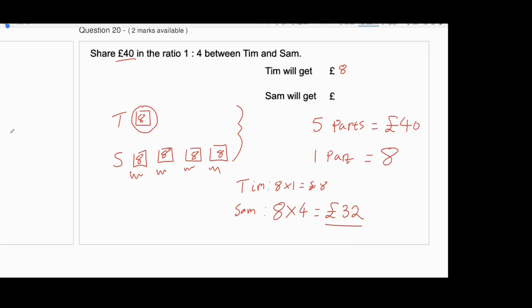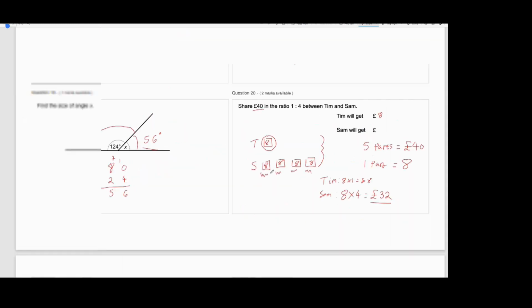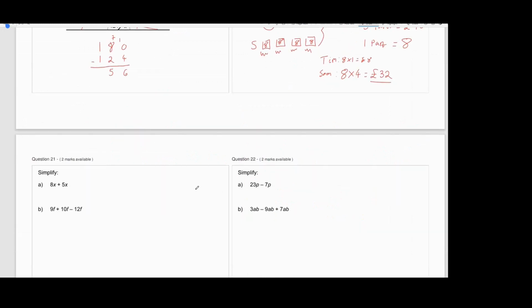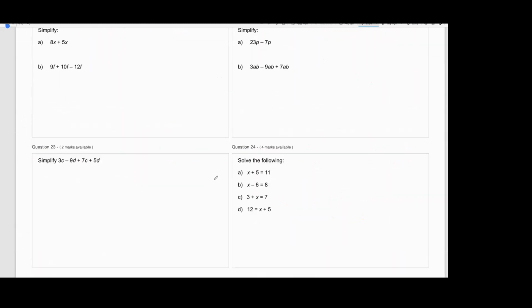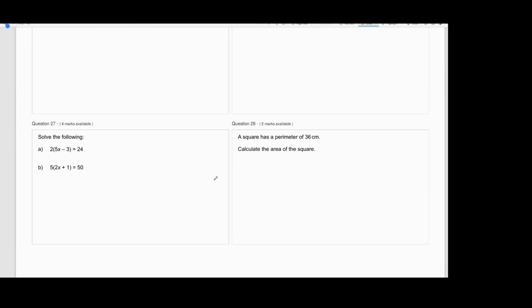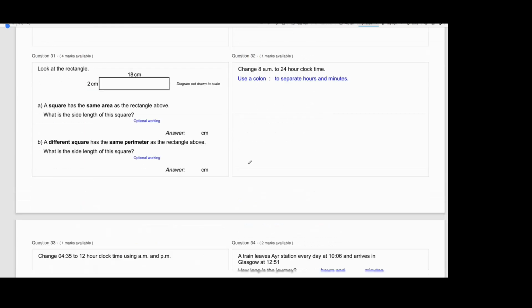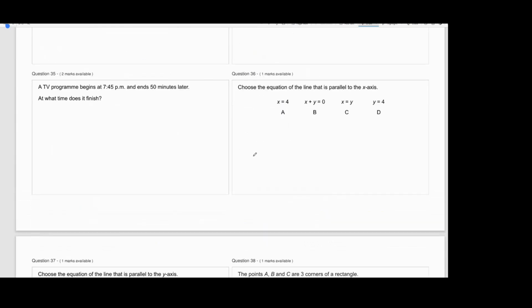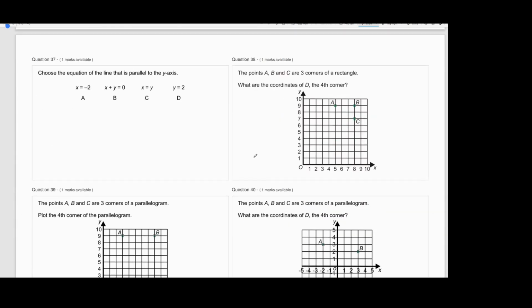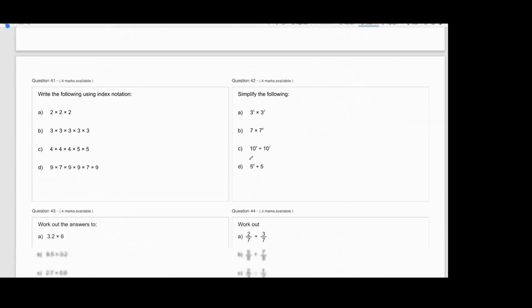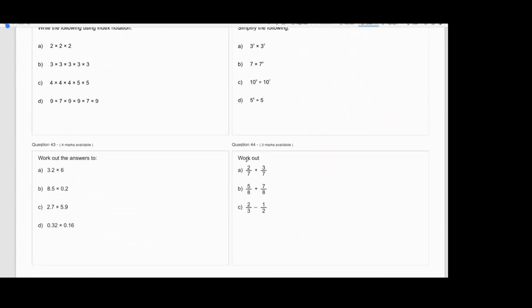Right, so if I zoom out a little bit, after this we've got a couple of algebra questions. Then there's a little bit of perimeter and area, a little bit of time, and then you've got some coordinates questions, some indices. So we'll carry on with these on Thursday.